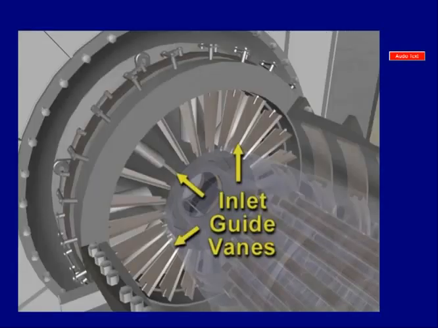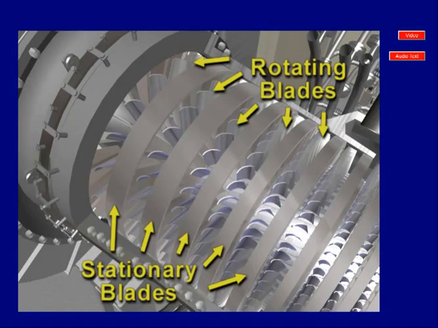Variable inlet guide vanes are located in the inlet casing directly in front of the first row of compressor blades. The vanes are used to regulate the amount of air entering the compressor. Stationary blades, or blade rings, are positioned before each of the sets of rotating blades. The positioning of these stationary blades efficiently directs the air to the oncoming rotating blades.